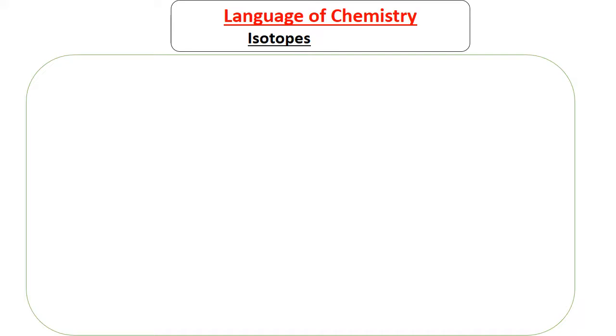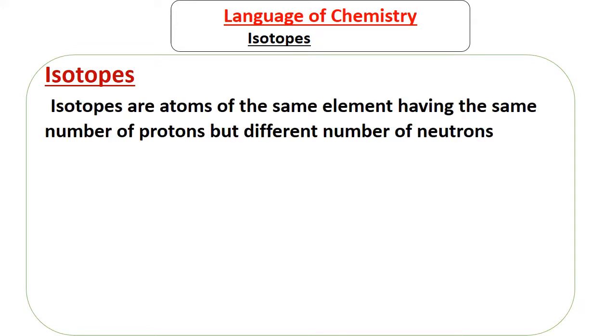Such kind of atoms of the same element having the same proton number but different mass numbers are called isotopes. And these are the ones we're going to study. So isotopes are defined as atoms of the same element having the same number of protons but different number of neutrons. By different number of neutrons, it means the mass number is going to be different, because mass number is the sum of proton number and number of neutrons. So this is the point.